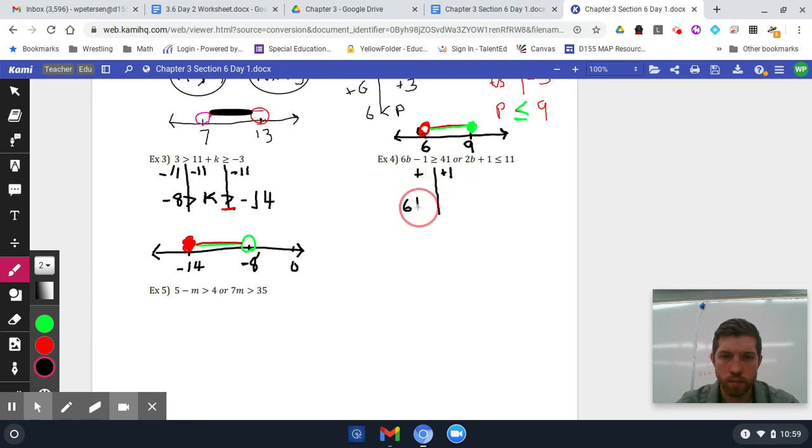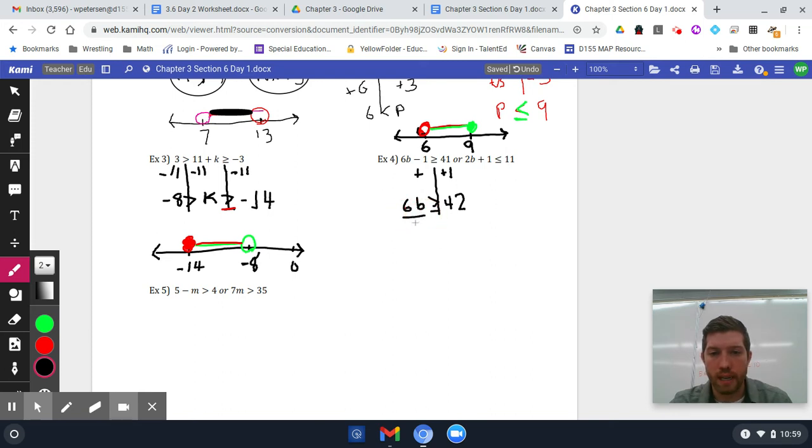6b is greater than or equal to 42. And notice, guys, nothing's changed in these problems. It's just more work, right? We're still doing algebra the same. We're still doing inequalities the same. All we do is have 2 in one problem. The math and nothing else has changed at all.